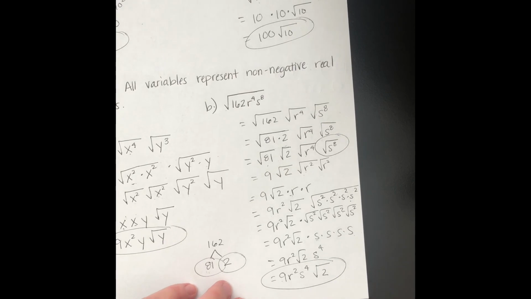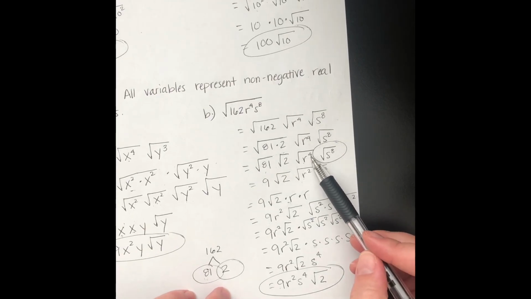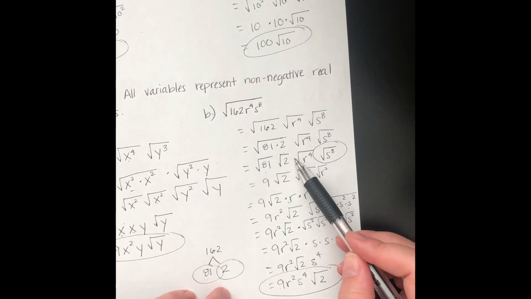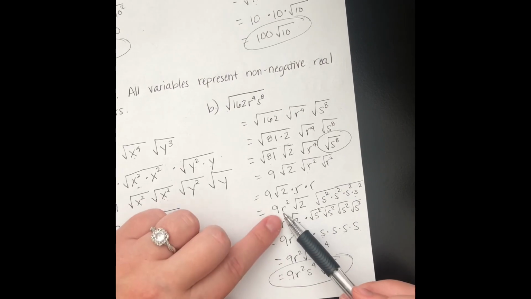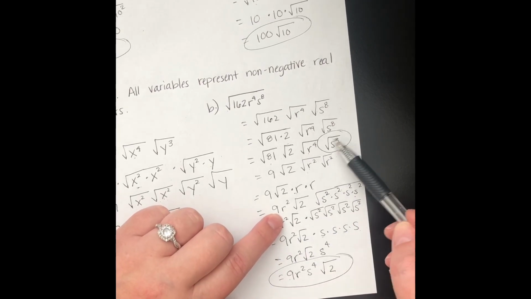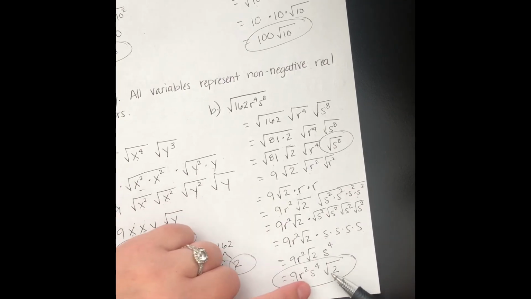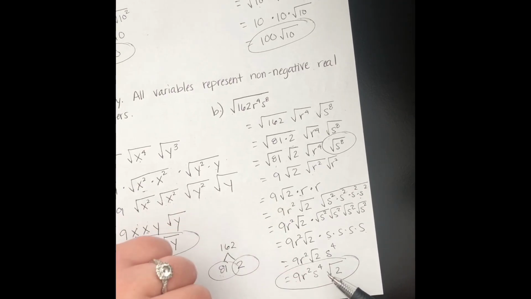Another way you could do this is you can do the exponent divided by the root 2. 4 divided by 2 is 2. So your new r is going to be r squared. 8 divided by 2 is 4. So your new s is going to be s to the 4th power. So that might make a little bit more sense to you.